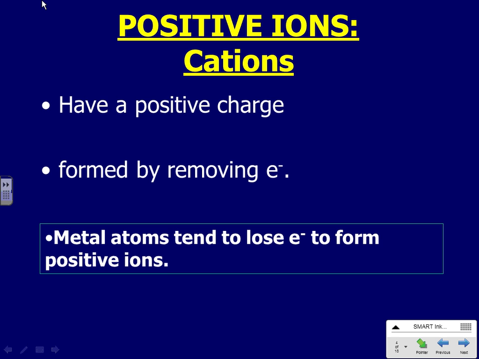and the cat part of cation comes from the name of one of the electrodes. One of the electrodes in a device like that is called a cathode. I don't know if you've heard of that term before. So cations tend to wander towards the cathode. That's the historical origin of the term. You don't have to worry about that.